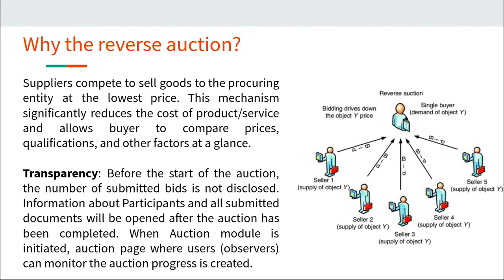Transparency. Before the start of the auction, the number of submitted bids is not disclosed. Information about participants and all submitted documents will be opened after the auction has been completed. When the auction model is initiated, an auction page is created where users and observers can monitor the auction progress.